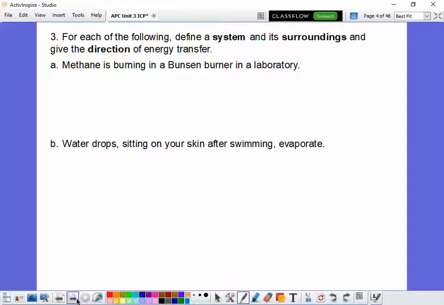Okay? So, methane is burning in a Bunsen burner in a laboratory. So this is kind of like sentence structure, like in English class, where you have to identify your subject and your verb and your predicate. Is that a word? Yeah. Okay. That type of stuff. So what is our system for A? Methane, because that's the thing that's being burned, right? So this is our system. And what is our surroundings? Bunsen burner, in a lab, pretty much anything that's not the methane, right?